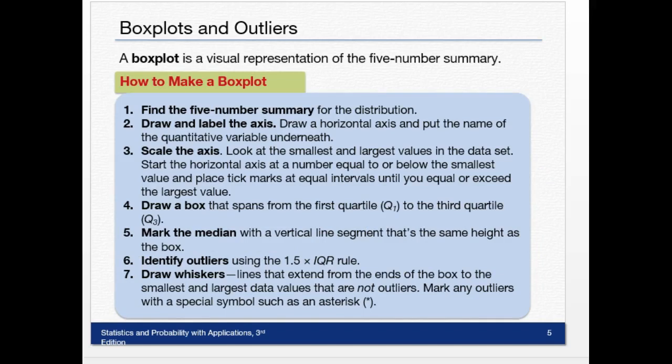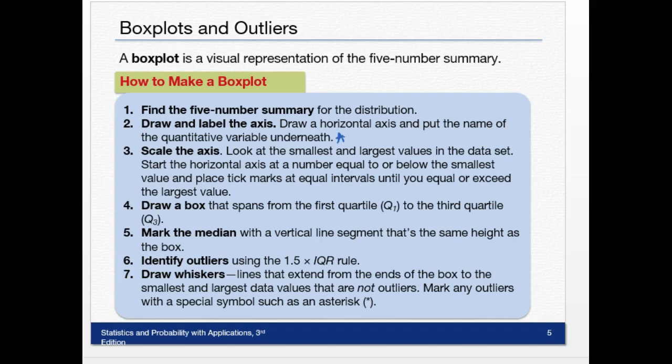First, find the 5-number summary using your calculator. Number 2, draw and label the axis. There's only one. Draw a horizontal axis and put the name of the quantitative variable underneath. You've got to label your axis. Points will be deducted if we do not label.